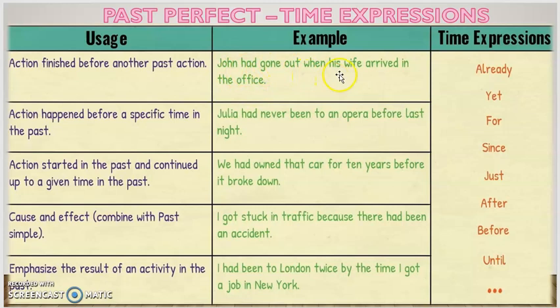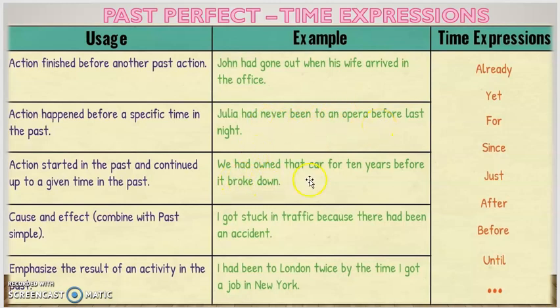John había salido cuando su esposa llegó a la oficina. Okay, so it means that this is the first action and this is the other action. Okay, the other, Julia had never been to an opera before last night. Julia no había estado en una ópera desde anoche.